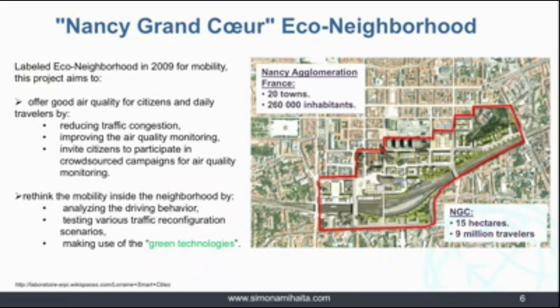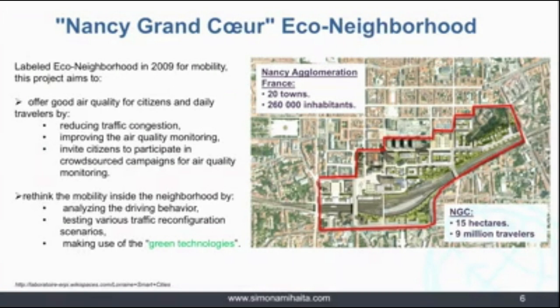So the main focus was on the Nancy Grand Coeur Eco Neighborhood. So what is an eco neighborhood, right? There is this labelization method right now in France that is very popular. Cities that want to improve, let's say, the mobility in certain neighborhoods apply for this labelization. Once they get it, they have to engage in long-term modifying and restructuring activity to really prove that the neighborhood they applied for is really becoming an eco-neighborhood.